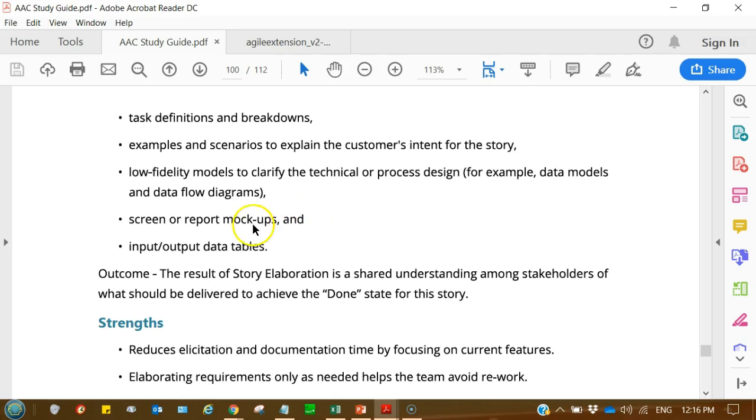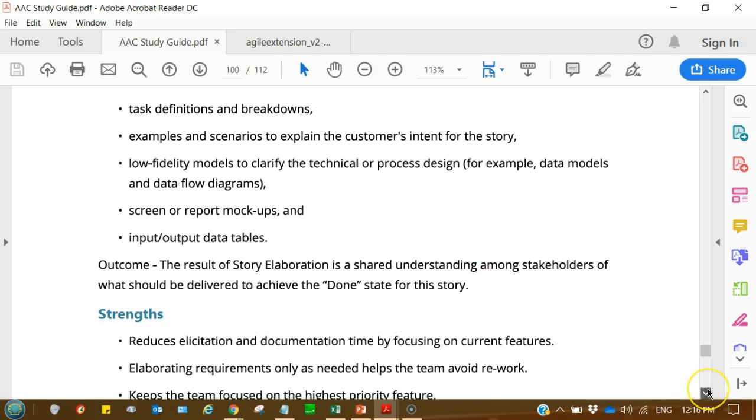This is the level where you would want to be doing detailed things like screen mock-ups, wireframes, or report mock-ups, those kinds of things. This is the level of story elaboration. This is the technique that you would be using at this particular point in time to get the appropriate level of detail.